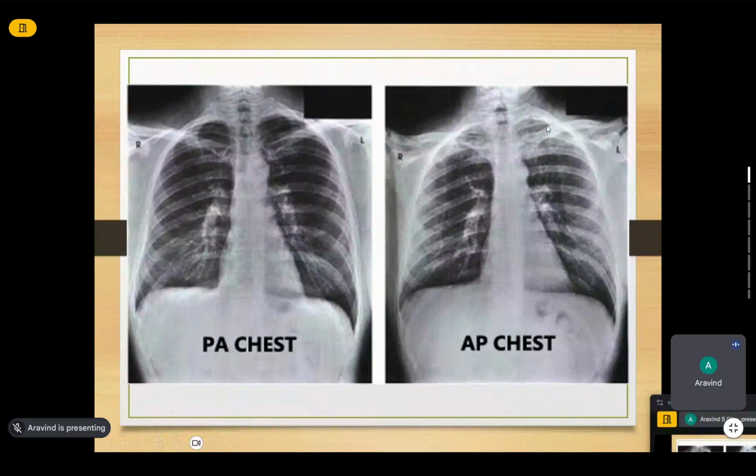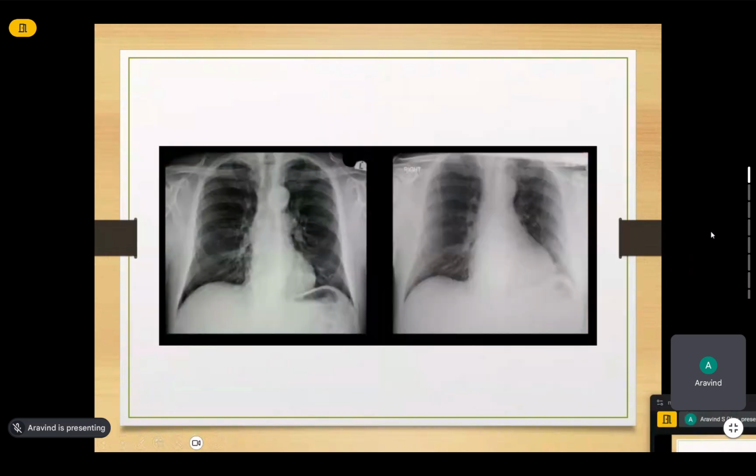And the clavicle would be slightly upward, at the level of the apex, whereas in the PA view, the clavicle is slightly below the apex. So this is the difference. Could you tell which view is this one?